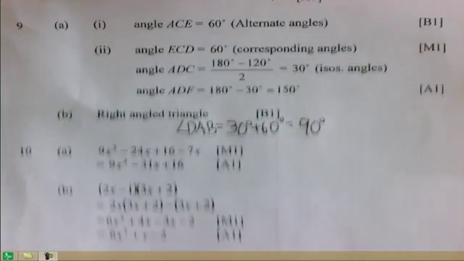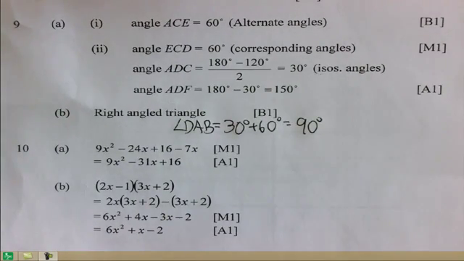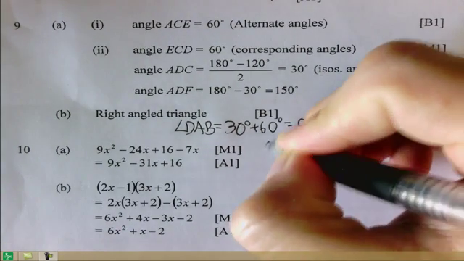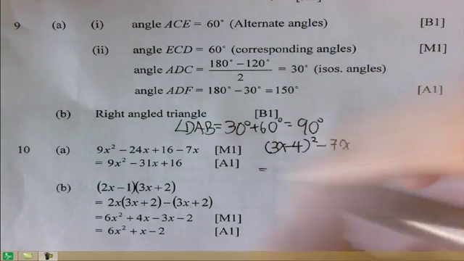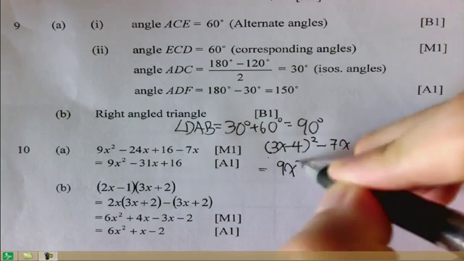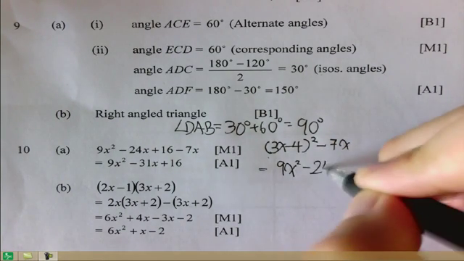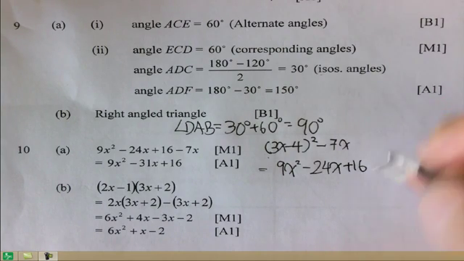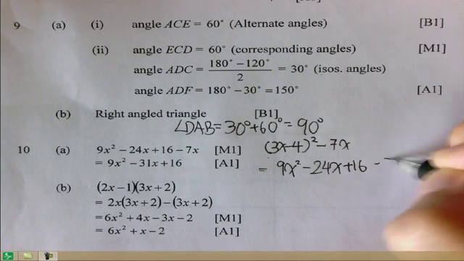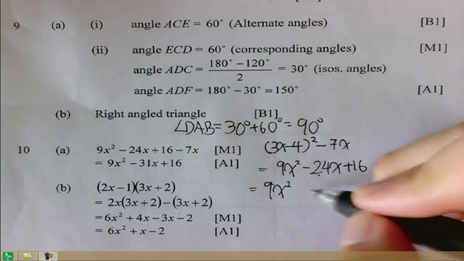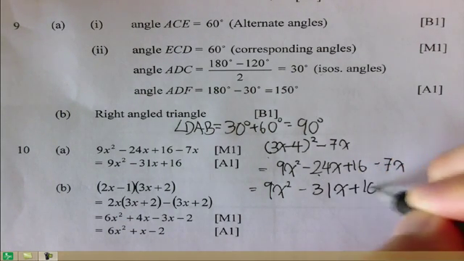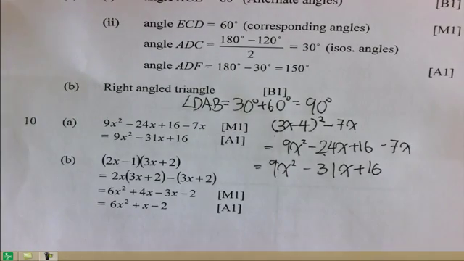Okay, now we go and look at question 10. Question 10a, expand and simplify. This is the working, but I'll do 10a for you. 3x minus 4 square minus 7x. (a minus b) square is a square minus 2ab plus b square, and don't forget this negative 7x. You simplify everything. Negative 24x minus 7x is negative 31x plus 16, and that is question 10a.